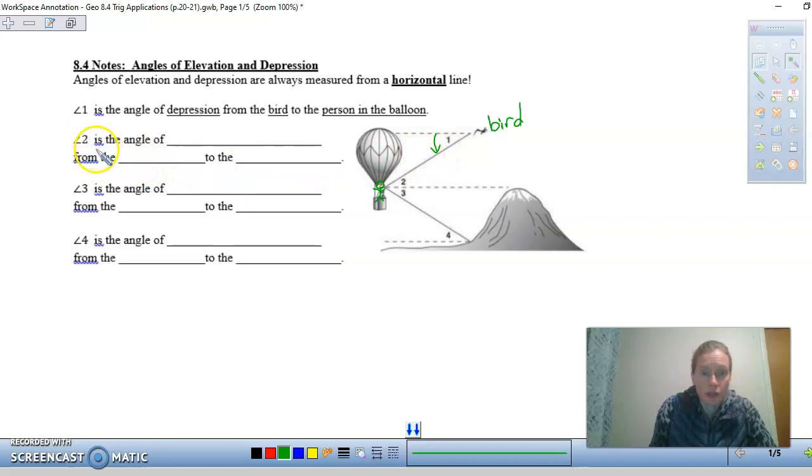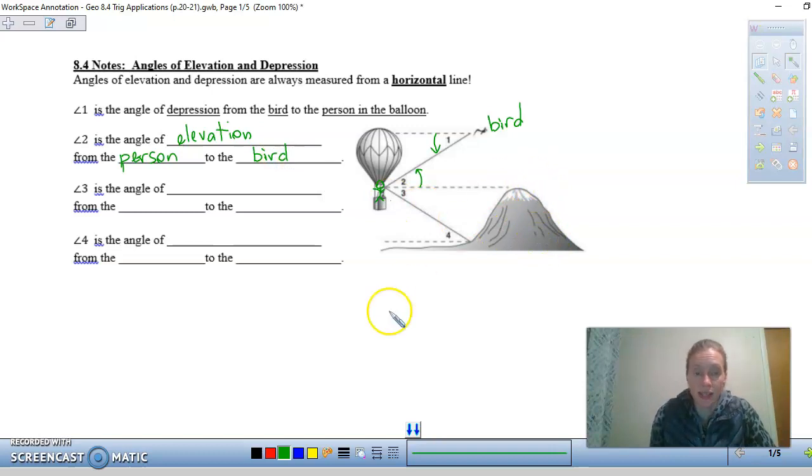Angle 2, if I look at angle 2 here, you always go from the horizontal. So from the horizontal, angle 2 is going to be going up, or elevating. So angle 2 is an angle of elevation, in this case from the person in the balloon to the bird.